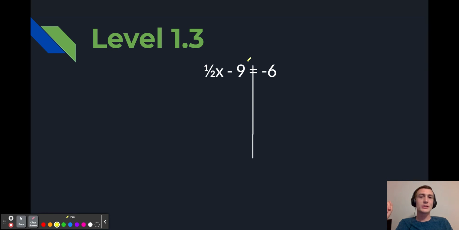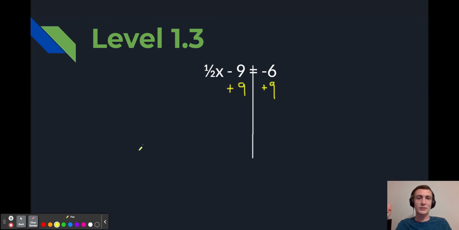I'll give you a hint. It has to do with this -9. And what we are going to do is we will plus 9. Inverse of -9 is plus 9. We plus 9 on both sides.